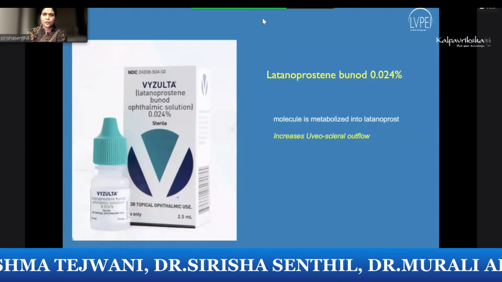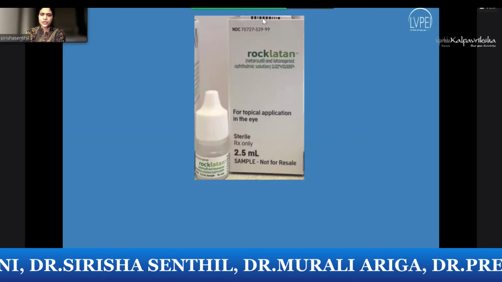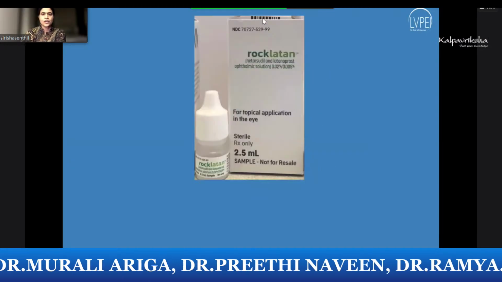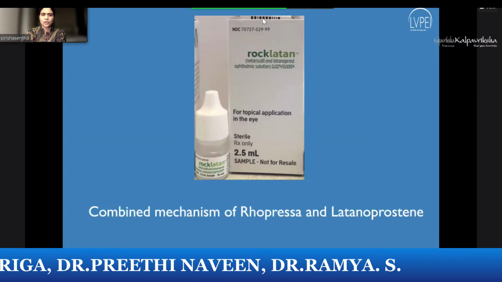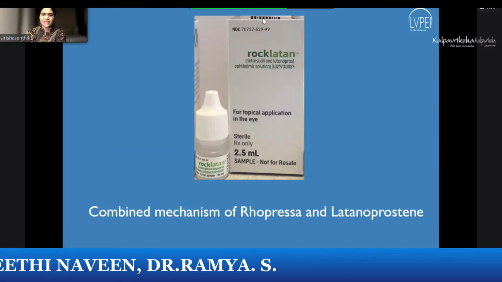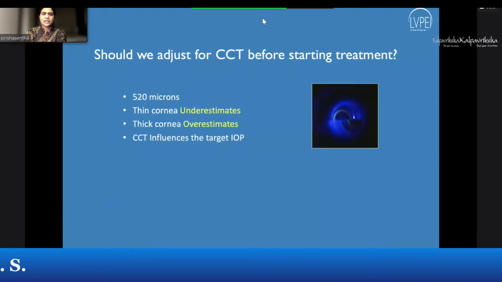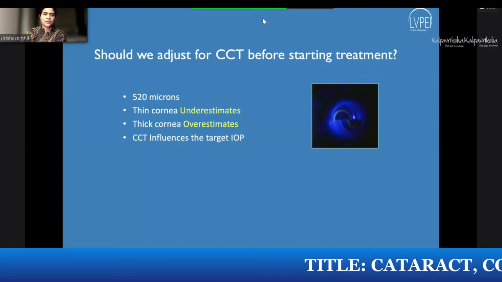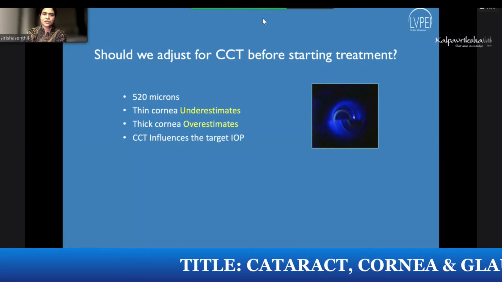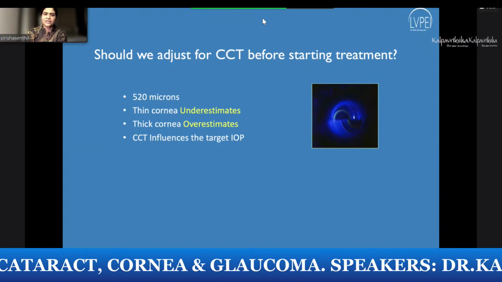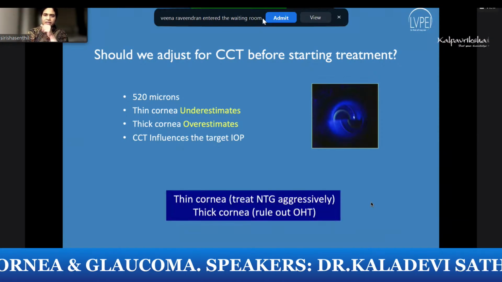We don't have latanoprostene bunod, but that actually helps to increase the uveoscleral outflow as well as the trabecular outflow. And a combination of both is also available in the West, and we don't have it yet in India. I'm sure in the next couple of months we should be having them. Always remember that we may have to adjust the intraocular pressure based on the CCT. As Dr. Sushma just now alluded to, thin corneas underestimate the intraocular pressure, thick corneas overestimate the intraocular pressure. Ultimately, it is the IOP that we are treating, and we have to be very cognizant of that.